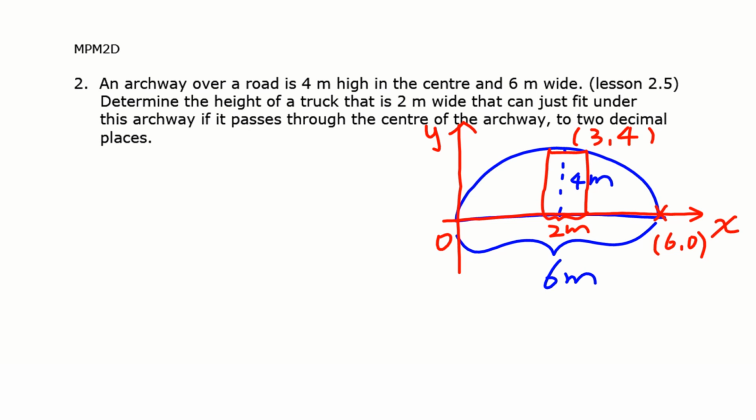And for the truck, this is the middle, 2 meters, so this is 3. Go back 1, it will be 2. So what you are looking for is x equals 2, y equals what? That is the height of the truck. In order to find when x equals 2, y equals what, we need to have the equation for this arc. And for this arc, you could use factored form or you could use vertex form because vertex is given. So this one we could take vertex.